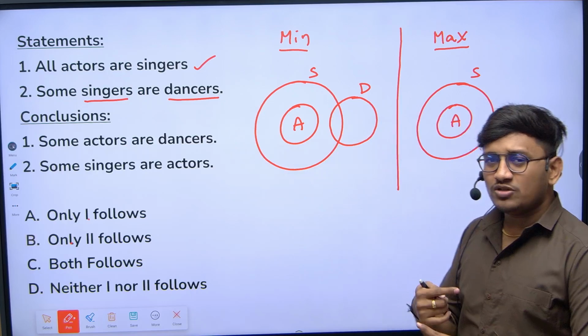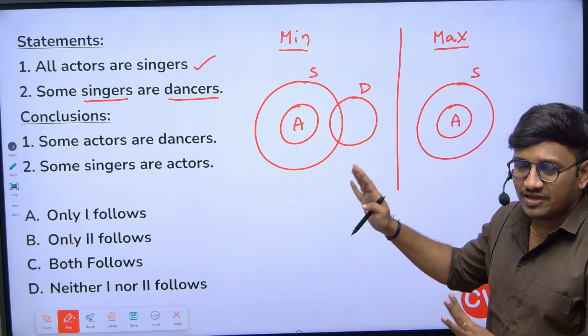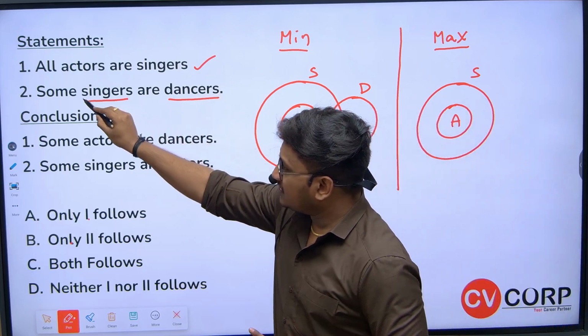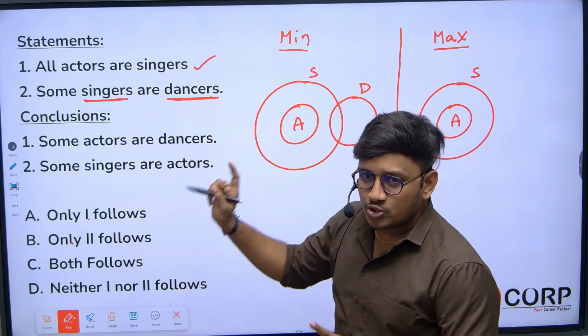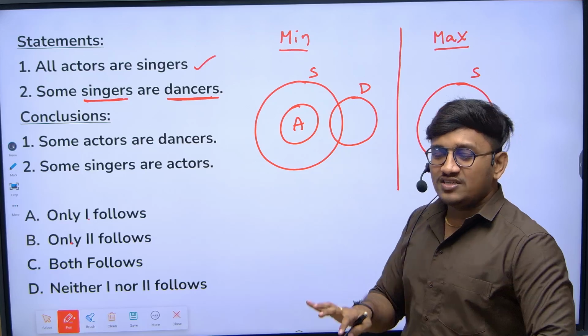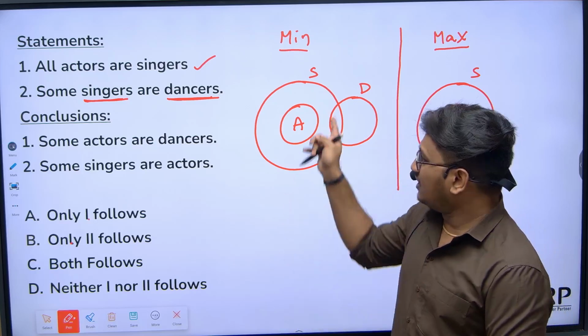Now, when it comes to the maximum case and minimum case, when they are talking about singers and dancers, we should draw the diagram based on only these two circles. We should not disturb any other circles in the whole picture.